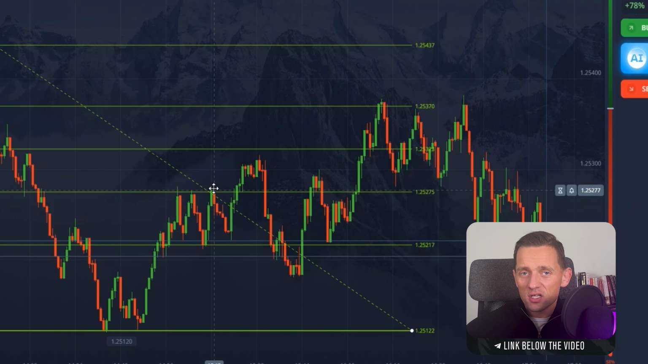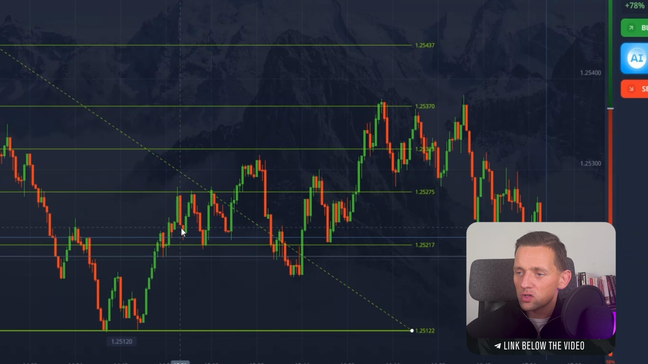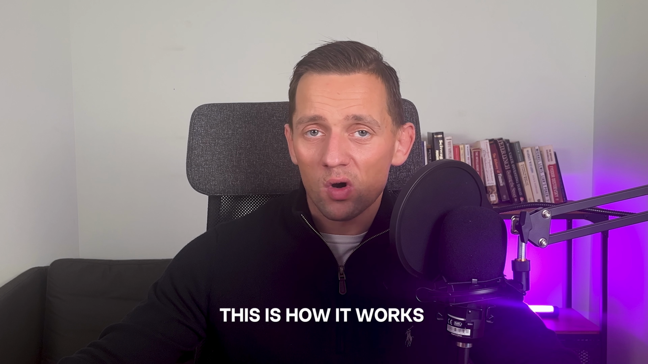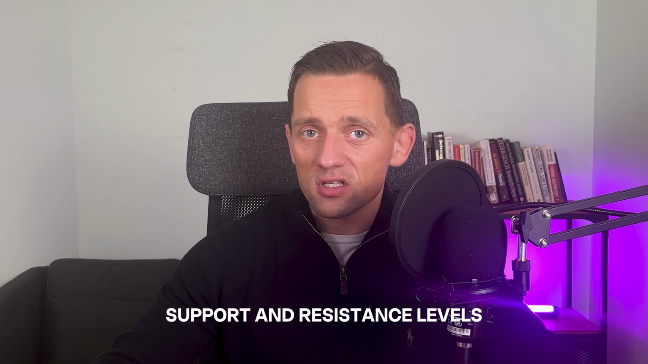So this approach is very good if you want to have short-term trades. If you see something go out of this strong support and resistance line, you could either go long or you could go short and make some quick money. This is how it works with simple support and resistance levels.